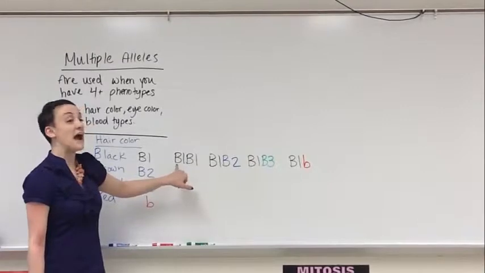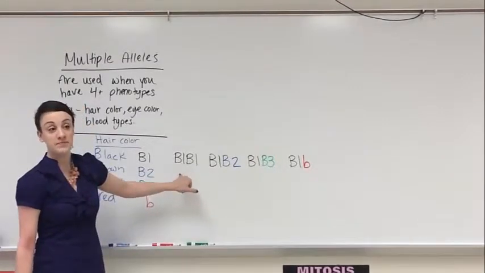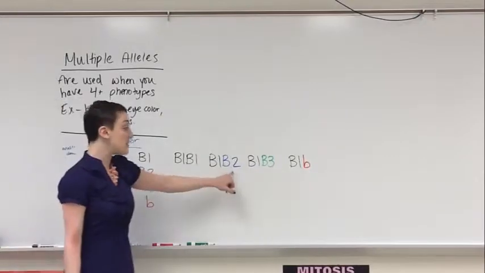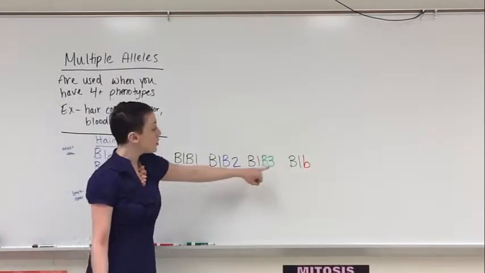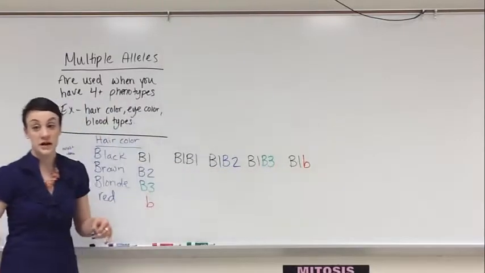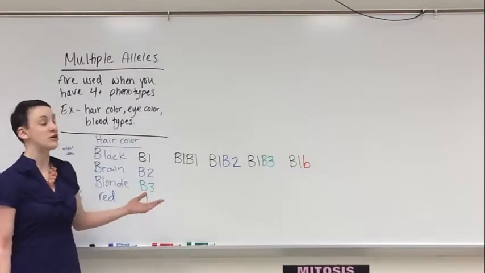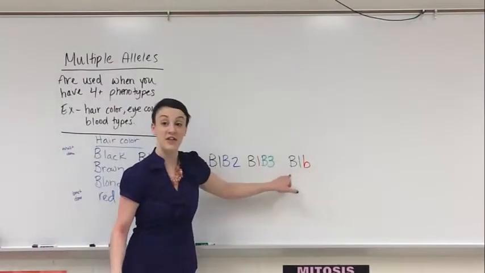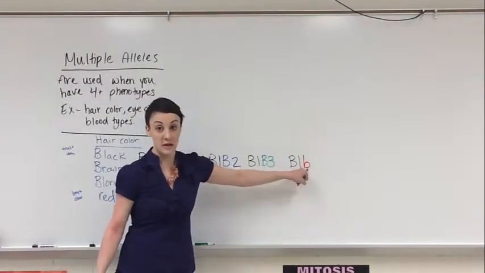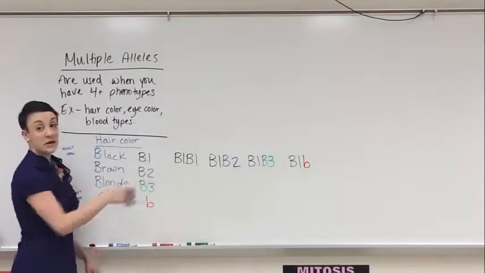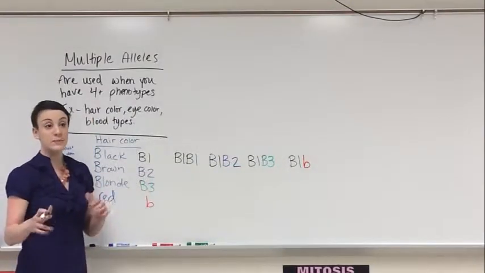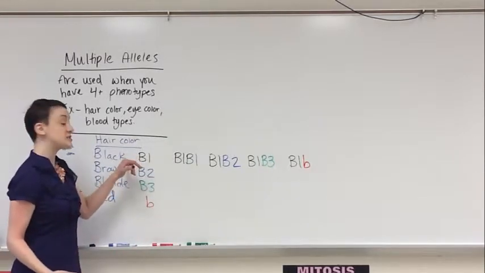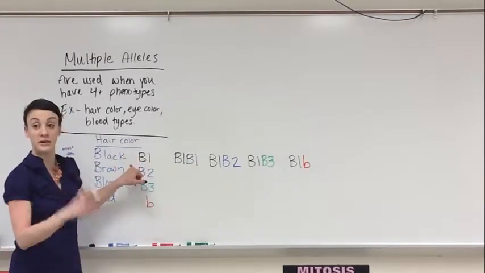So, as long as I have a B1, it signifies that my hair is going to be black. But I carry an allele for brown hair, or blonde hair, or red hair. Okay? So it is possible for two people with black hair to have a child with red hair if they both have this genotype. Okay? Now, if I have brown hair, I cannot be B2, B1 because there's still a B1, which means you're still going to have black hair because it's more dominant than brown.